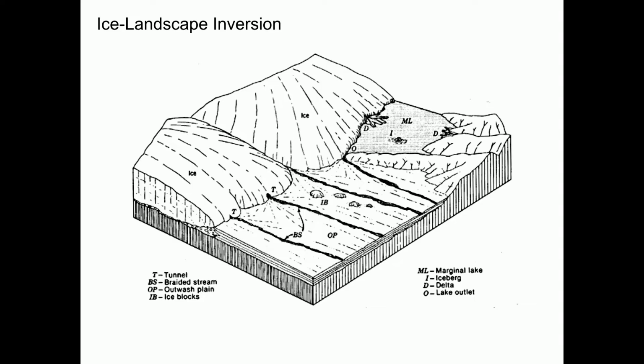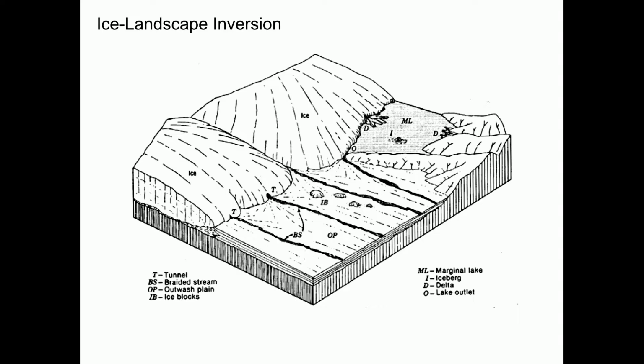So here's a cartoon showing the margin of a large glacier, and what are some of the things that are going on here? Well, you have tunnels under the ice where meltwater is working its way along the base of the glacier and exiting out the front of the glacier and depositing lots of material along the margin of the ice. You have blocks of ice which have fallen off the front of the glacier as it's melting and become stranded and buried in this outwash material.